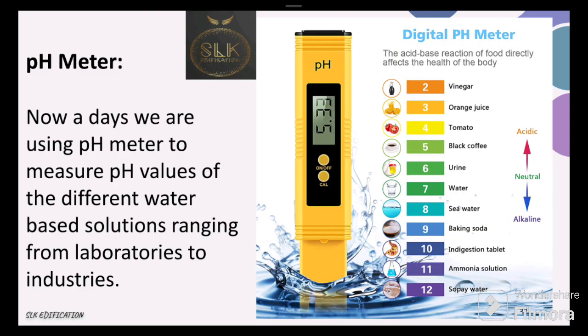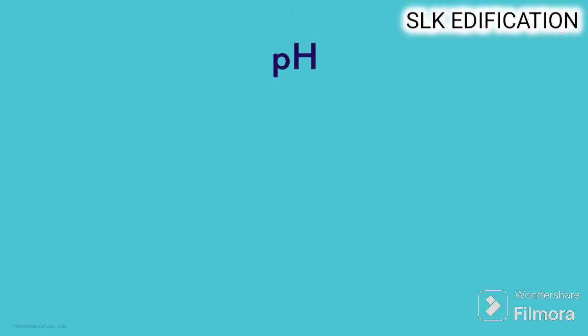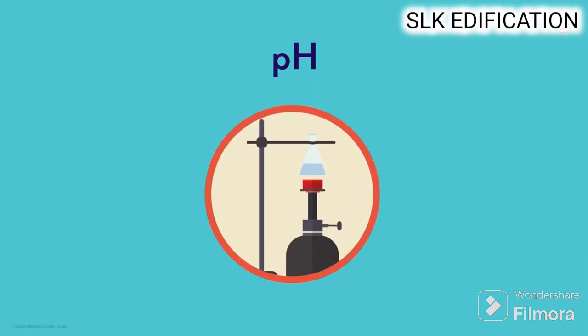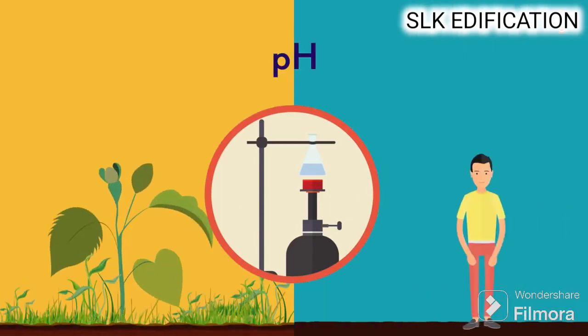pH meter. Nowadays we are using a pH meter to measure pH values of different water-based solutions, ranging from laboratories to industries. Does pH only have to do with solutions in the laboratory? Or does it also affect plants and humans in daily life?